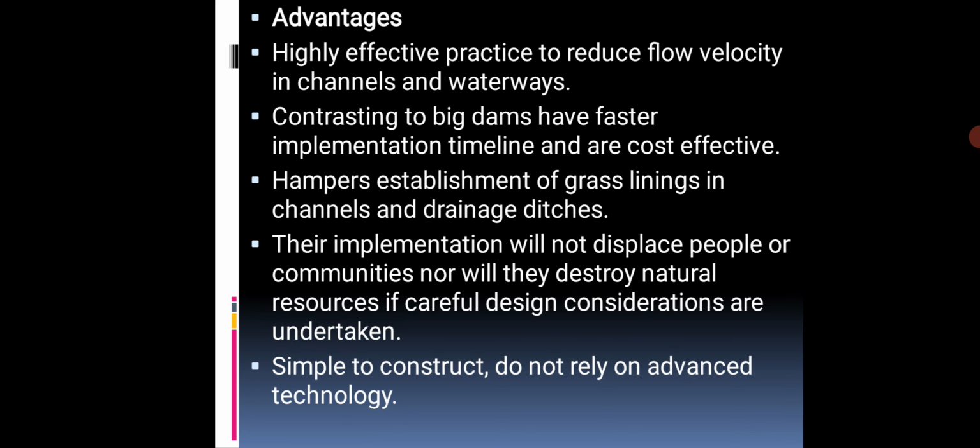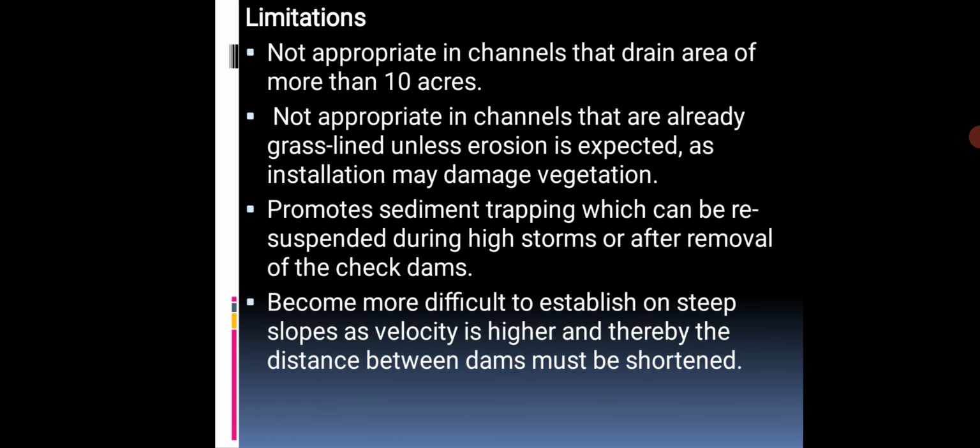The stony material is a mixture of rocks varying in size from 1.5 to 12 inches in diameter. Next, what are the advantages of gabion check dams? They are a highly effective practice to reduce flow velocity in channels and waterways. Constructing check dams has a faster implementation timeline and is cost effective. Their implementation will not displace people or communities, nor will they destroy natural resources if careful design and construction are undertaken. They are simple to construct and do not rely on advanced technologies.